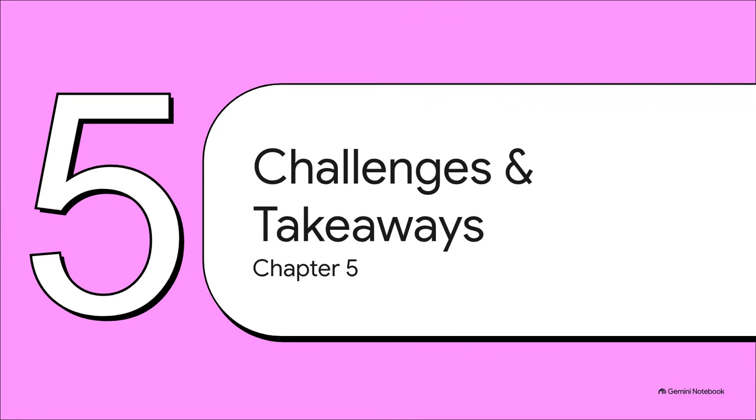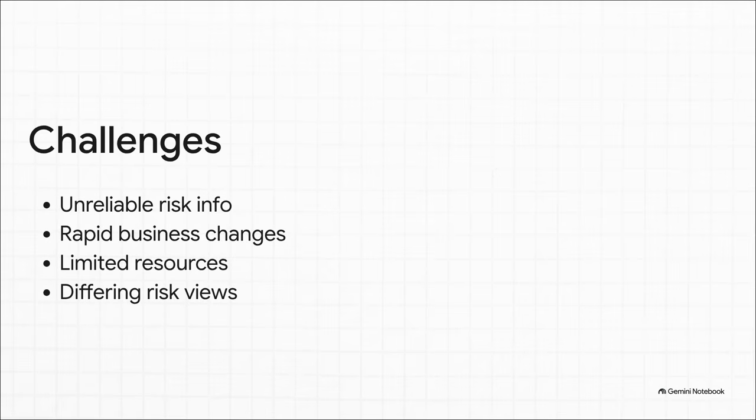And that brings us to Section 5, challenges and key takeaways. We've reached the final chapter of our explainer today. Let's do a quick reality check on the hurdles you'll face and summarize the core message. Heading 8, challenges. Of course, this approach isn't always perfectly smooth. You're going to deal with incomplete or unreliable risk information, rapid changes in the business environment, limited resources and skills, and management may have different risk views. That last one is a biggie.